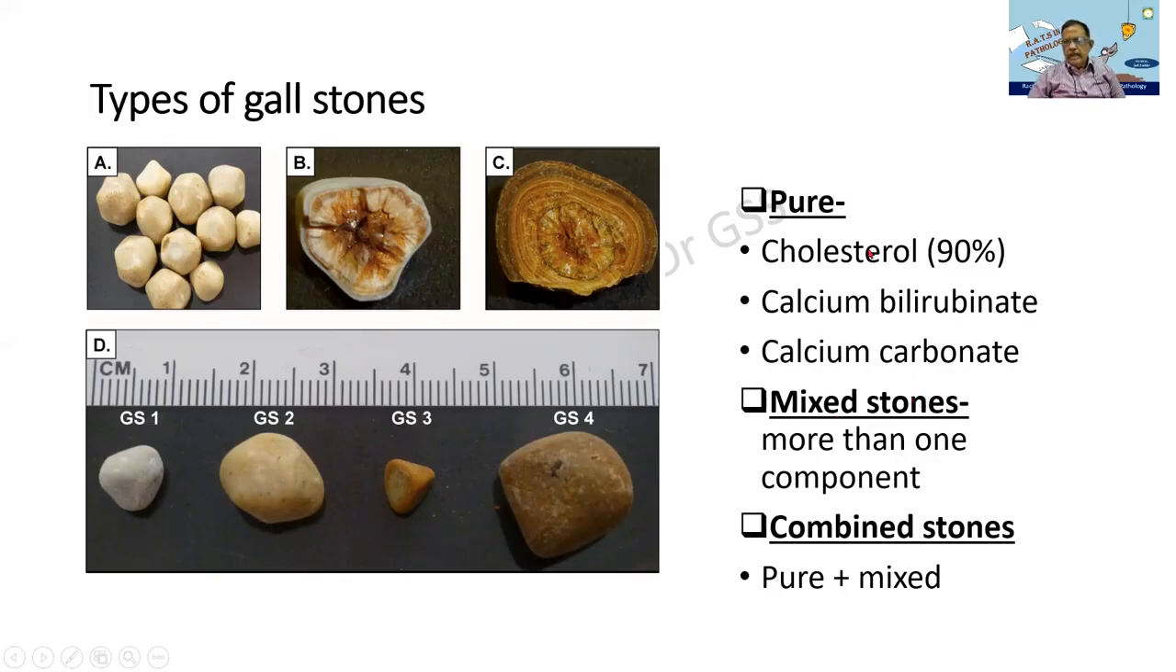Mixed stones mean when there is more than one of these components, at least two or even three are present, it is called a mixed stone. Then what is a combined stone? A combined stone is one which is made up of a nidus and a shell. Nidus means the central core and the shell. A mixed stone can be the shell and a pure stone can be the nidus, or vice versa. When it is present like this, it is called a combined stone. So there is a pure as well as a mixed component present.